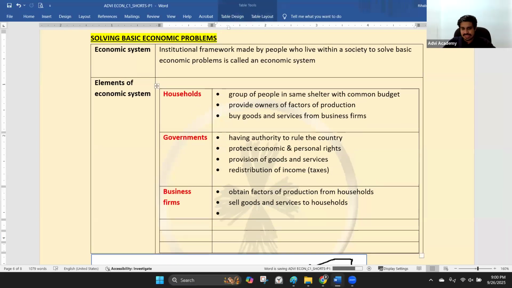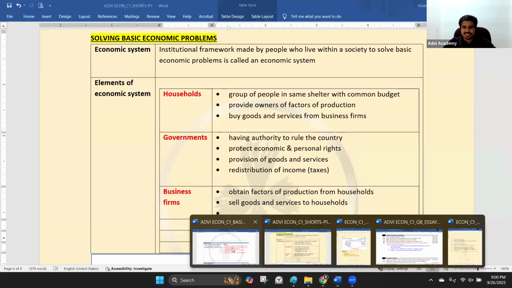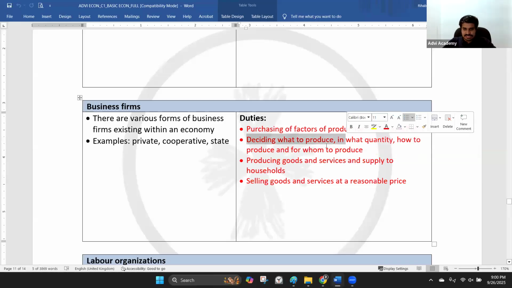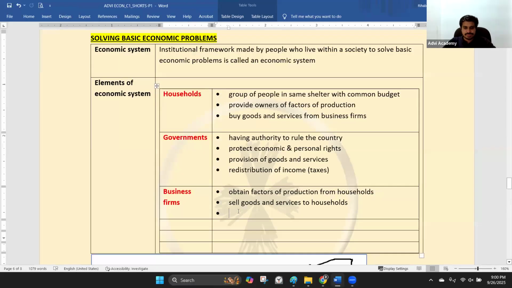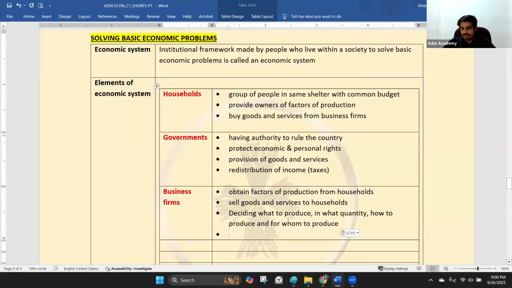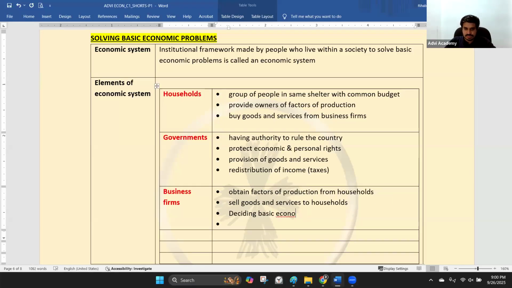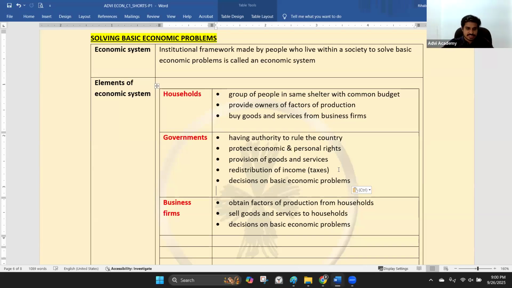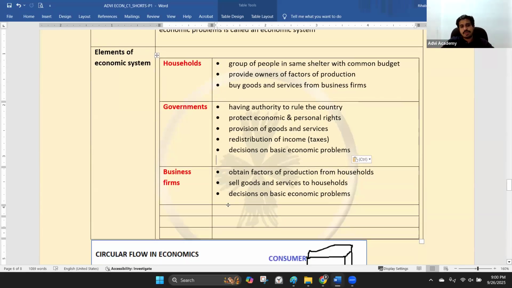And lastly, the rest is not that important, but this part is there. They are the ones who decide basic economic problems. They take decisions on basic economic problems. Actually, governments also, in certain systems, take decisions on basic economic problems. We'll study this in the next section. So these are your main elements.